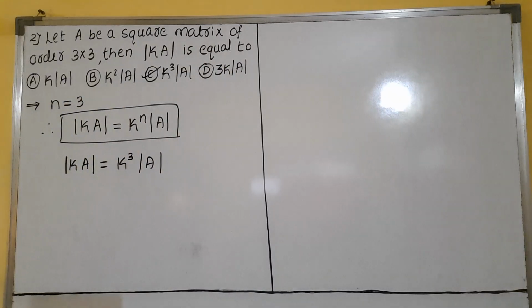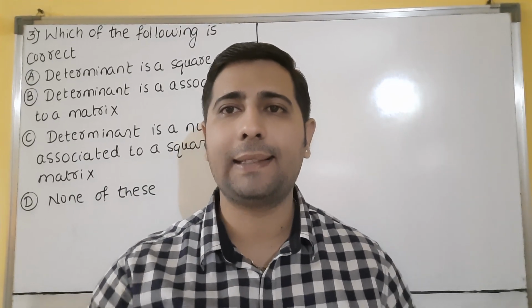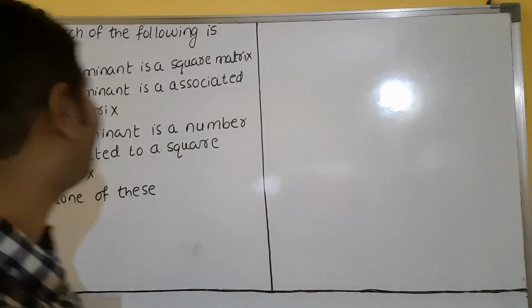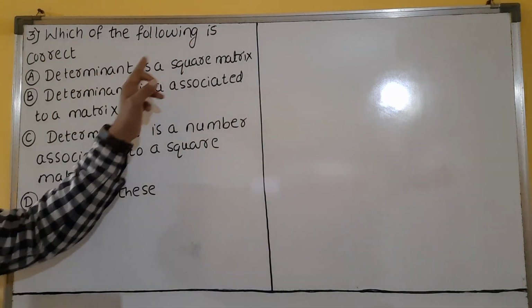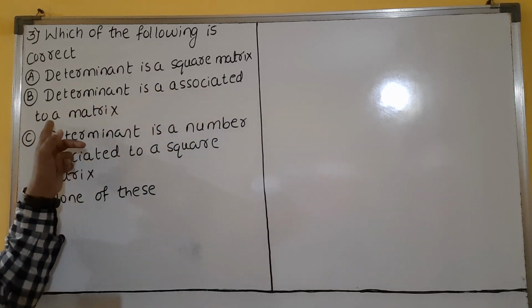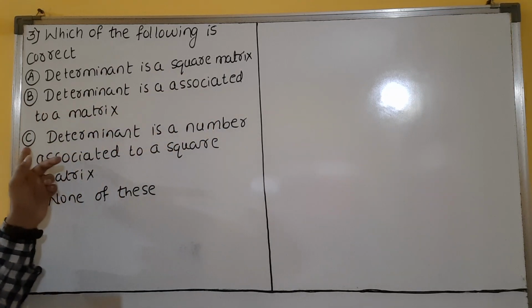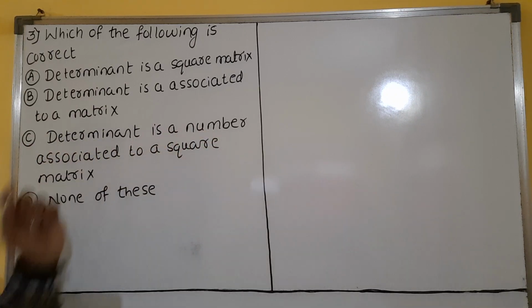So please copy this. I hope all of you have copied. Let us see the third question, dear students. So now see the third question. Which of the following is correct? Determinant is a square matrix, option A. Option B is what? Determinant is associated to a matrix. And C option you see, determinant is a number associated to a square matrix.